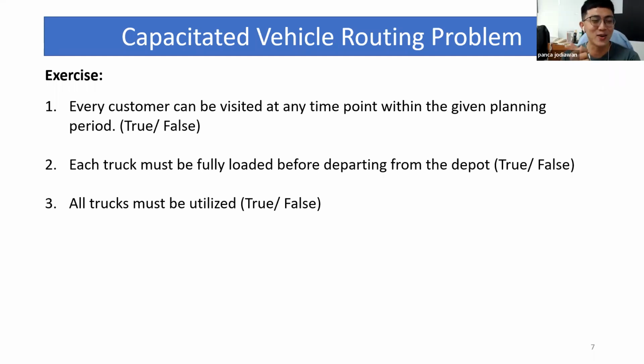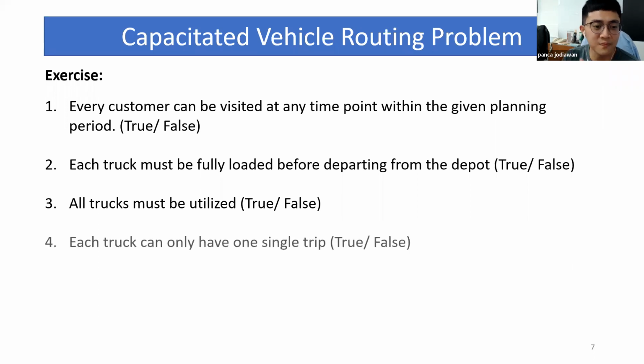Okay, thank you. So all the trucks must not be utilized, as illustrated in the previous solution. We only utilize 2 instead of 3 vehicles. Then, each truck can only have 1 single trip. Is it true or false?